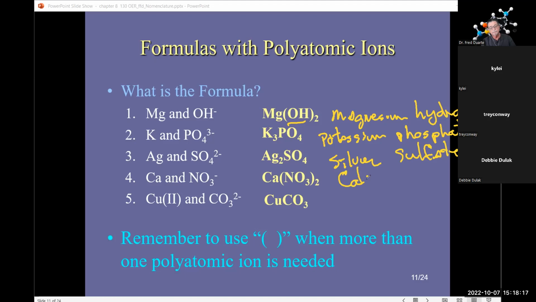Calcium nitrate, not to be confused with nitrite, okay? Because this is the NO3, the nitrite would be the NO2. And then here, this would be copper, Roman numeral 2, carbonate.